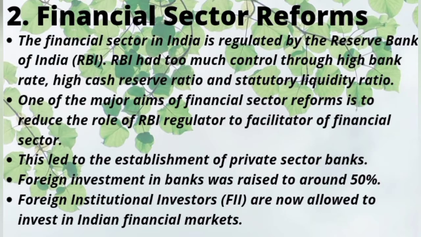So the next reform under liberalization is the financial sector reforms. The financial sector is regulated by the Reserve Bank of India or RBI. RBI had too much control through high bank rate, high cash reserve ratio and statutory liquidity ratio. So what is cash reserve ratio? Cash reserve ratio means some amount should be kept as a reserve by each commercial bank and RBI according to the rules and regulations of the RBI.